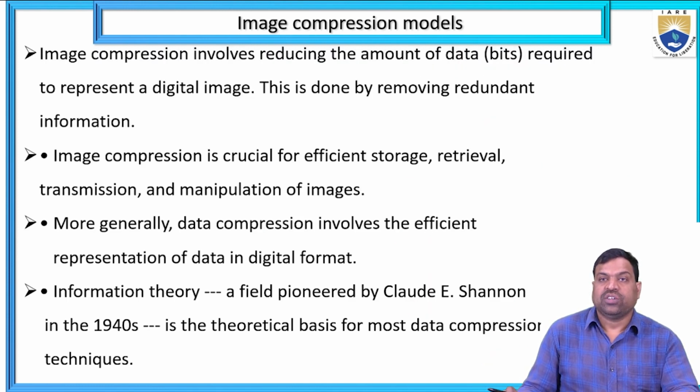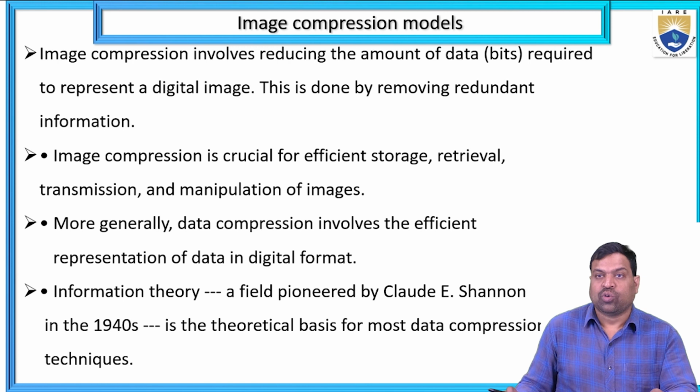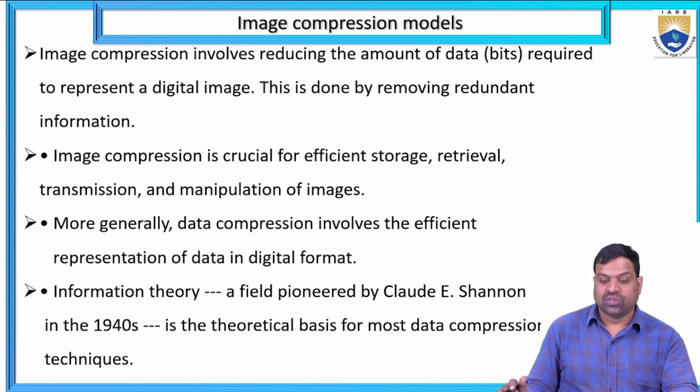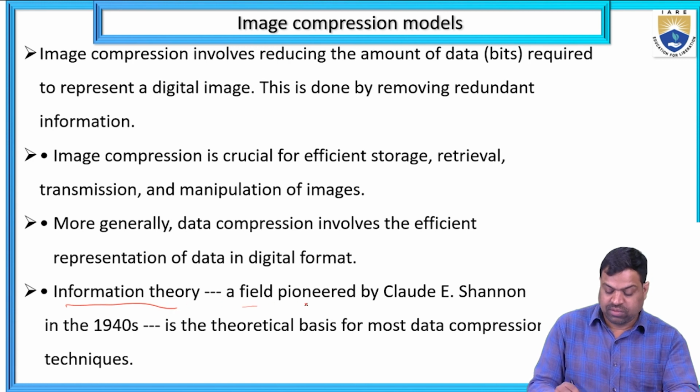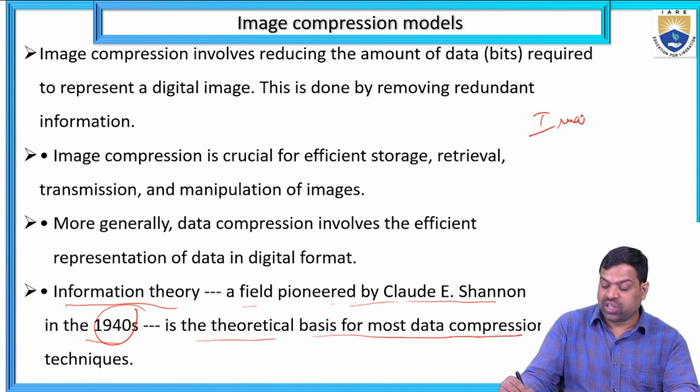Image compression involves reducing the amount of data or bits required to represent a digital image. This is done by removing redundant information. Image compression is crucial for efficient storage, retrieval, transmission, and manipulation of images. More generally, data compression involves the efficient representation of data in digital format. Information theory, a field pioneered by Claude E. Shannon in the 1940s, is the theoretical basis for most data compression techniques. So finally, we are discussing image compression.